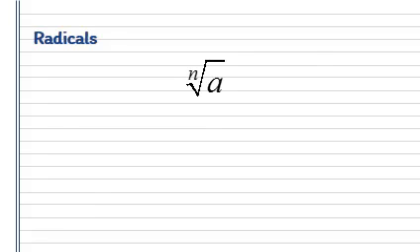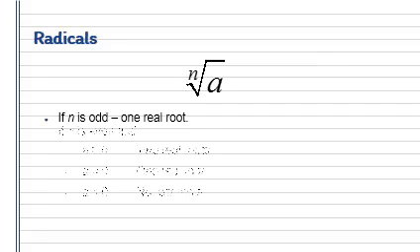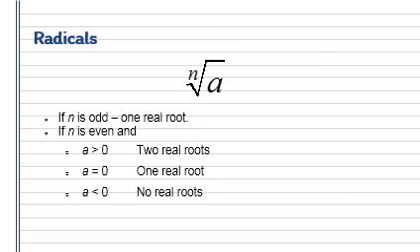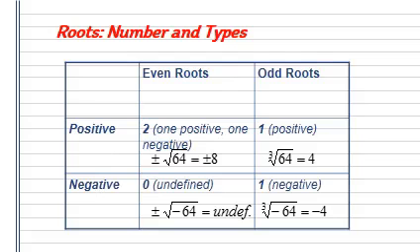So for the nth root of a, if n is odd, then we have only one real root. If n is even, we will discuss some cases. If a is positive, then we are going to get two real roots. If a is 0, then we are going to have only one real root, which is 0. But if a is negative, then we are not going to have any real root. Let us make this as a table and take examples.